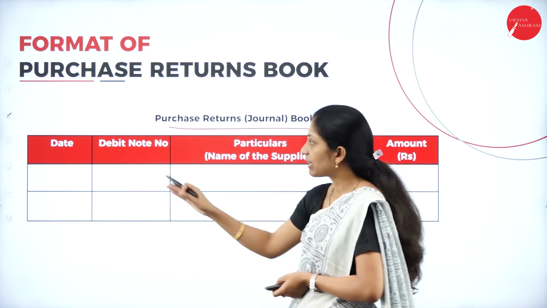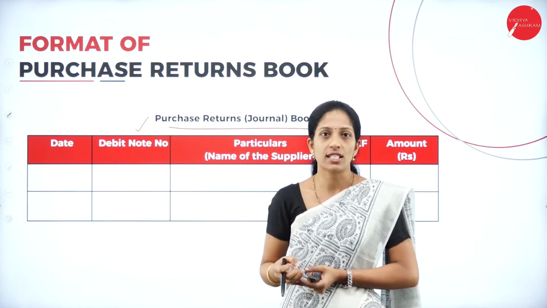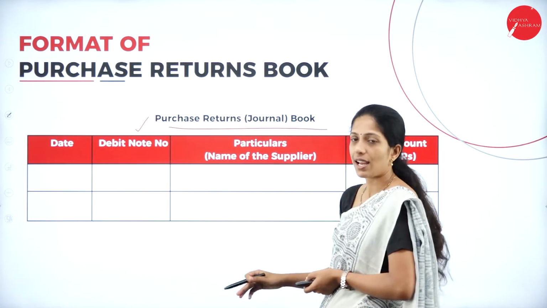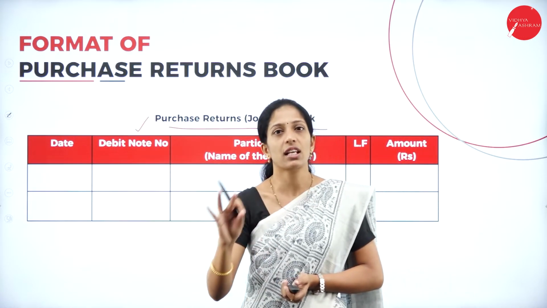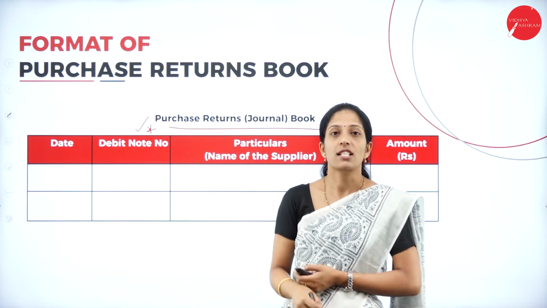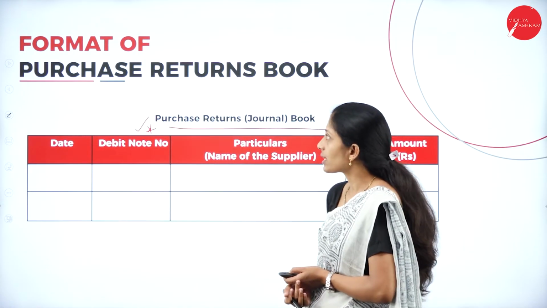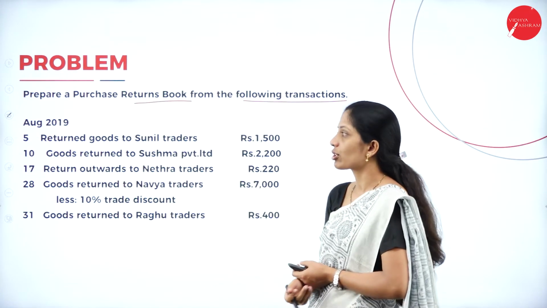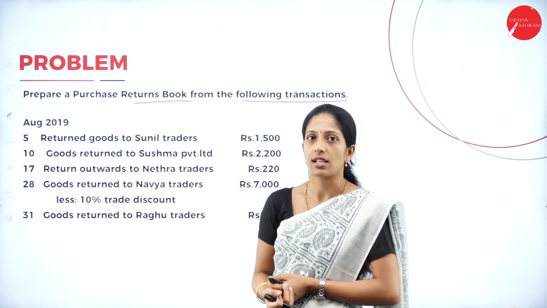Now what is the format? Date. So here there will be few changes. In the purchase book it is inward invoice number, whereas in purchase returns book it is debit note number. Rest everything will be same. In the particulars, name of the supplier, ledger folio and amount. So everything is the same, only this you have to give more importance, where in purchase returns book it is debit note number. So hope you are clear with the format of purchase returns book. So let us directly go through the problem. Now prepare purchase returns book from the following transactions. So they have given you certain transactions where they are asking us to prepare the purchase returns book.